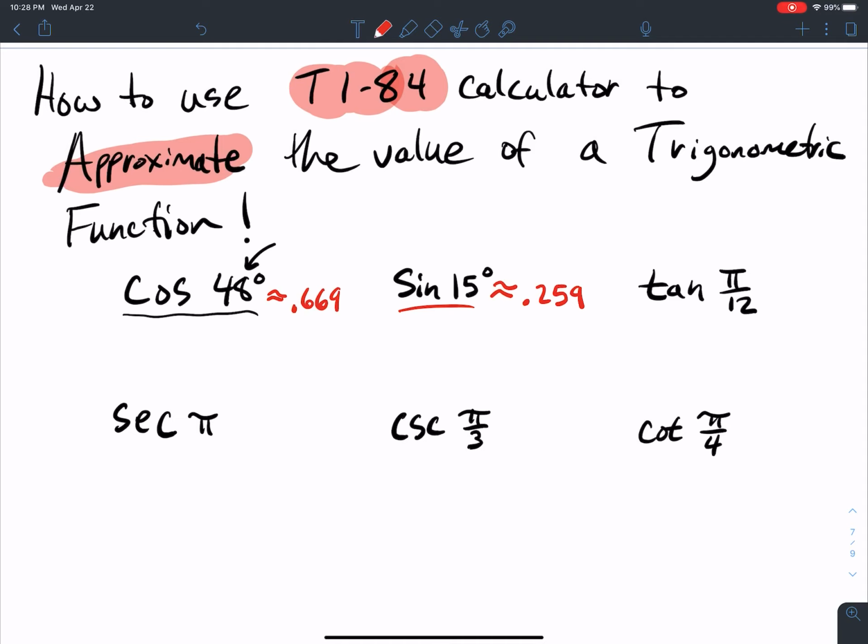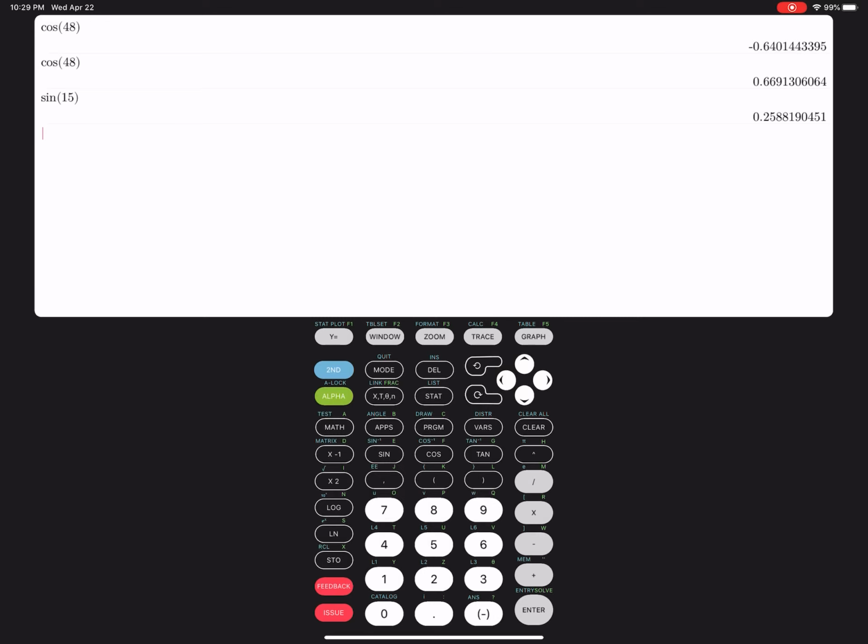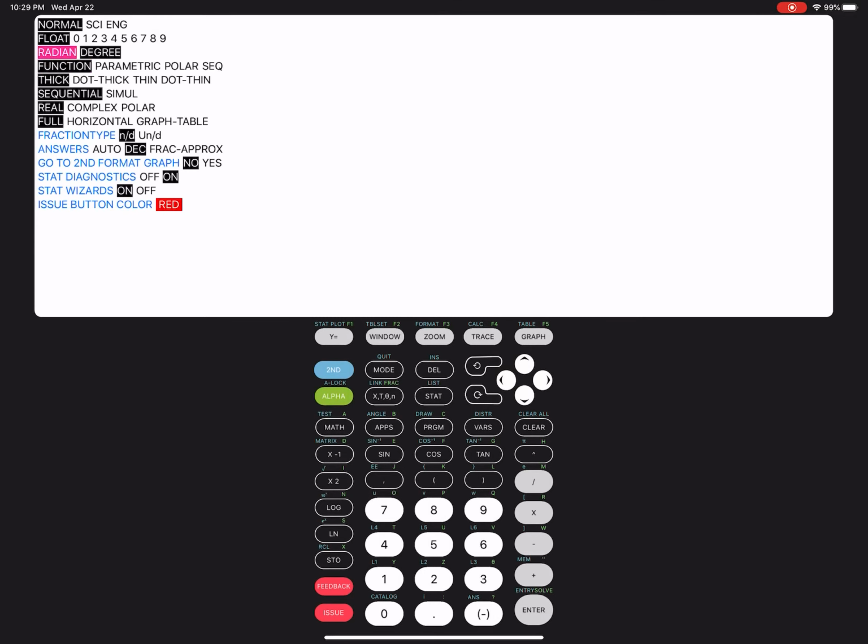Now, tangent of pi over 12. Notice that there's no degree symbol up here. When we don't see any degree symbol, we assume this is radians, okay? So if you had seen the sine of just 15 and that was it, you would assume that 15 is in radians. The only time we do degrees is when we see this little degree symbol here. That tells me the degrees. So assume it's radians. That means when we do tangent, we need to first go into our mode and convert back to radians. Hit enter, and now second quit.